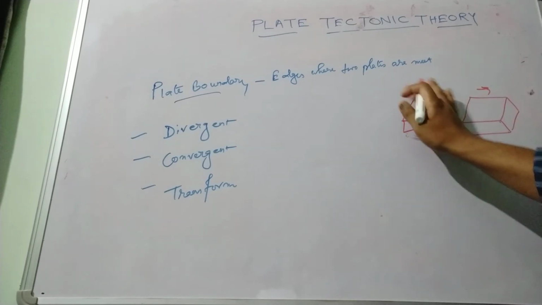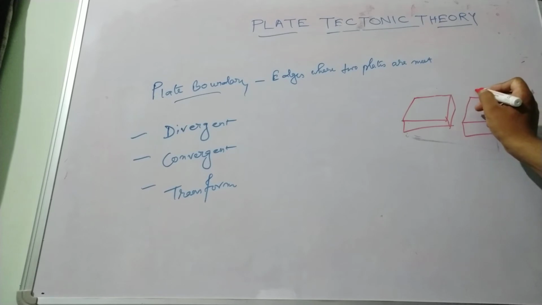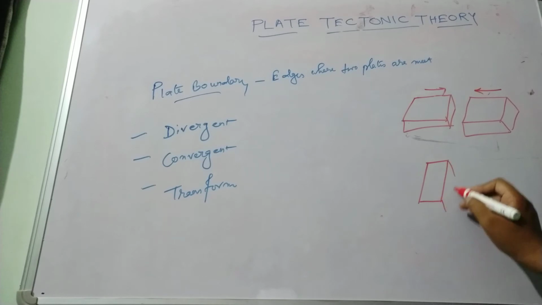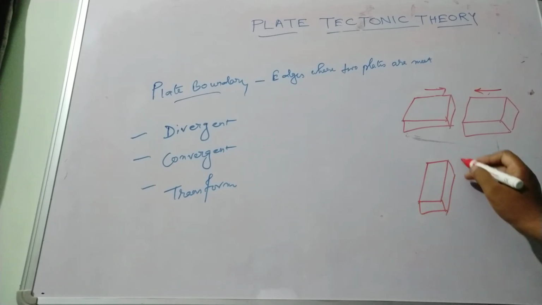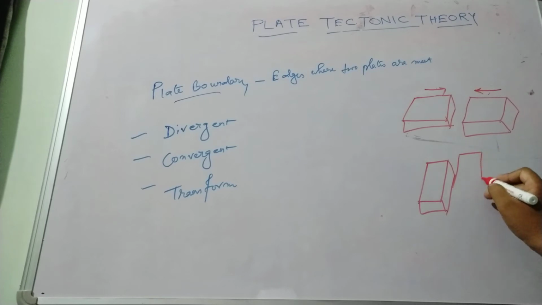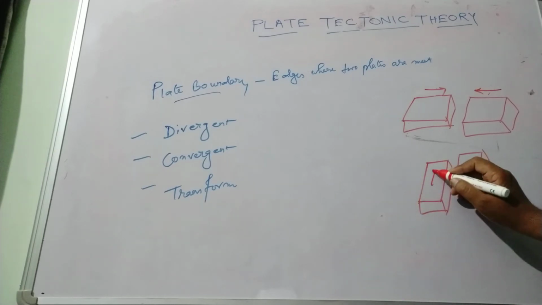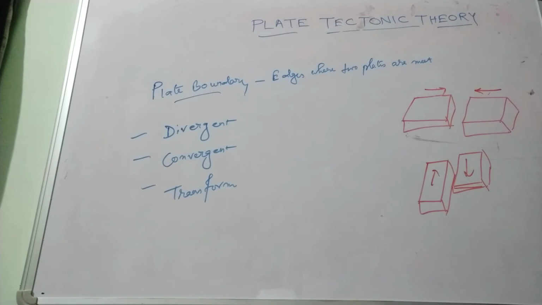Convergent: when the plates move toward each other, then it is known as convergent. Suppose there are some plates that slip past each other, then it is known as the transform plate boundary.